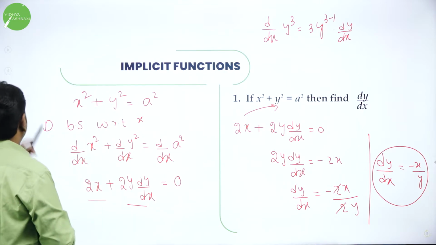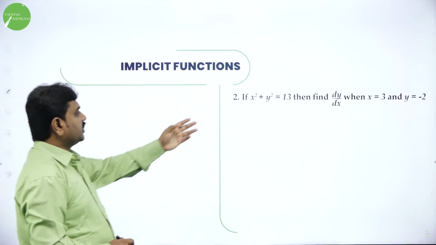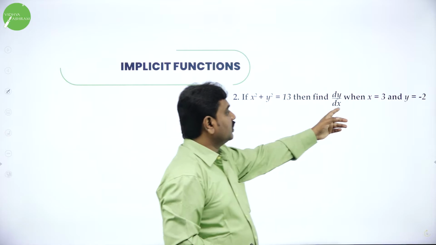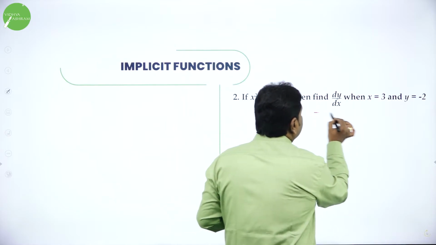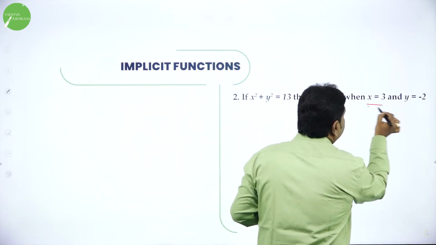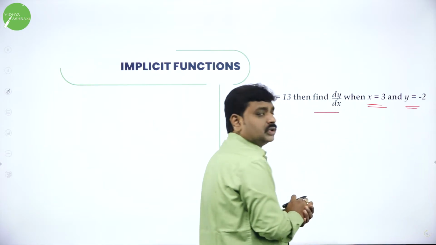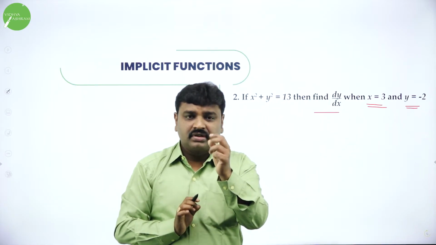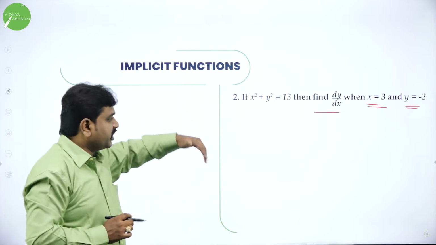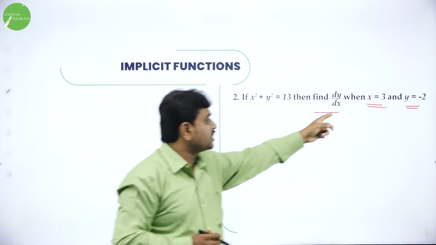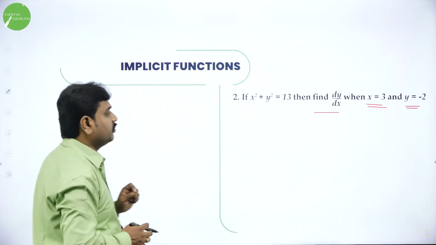So let me go ahead with one more problem. Again they gave x square plus y square equal to 13. They want dy by dx. Not only that, they want dy by dx when x is 3 and y is minus 2. Here they want dy by dx and they gave x and y values. First find dy by dx. Finally, in the answer put the x and y values 3 and minus 2.